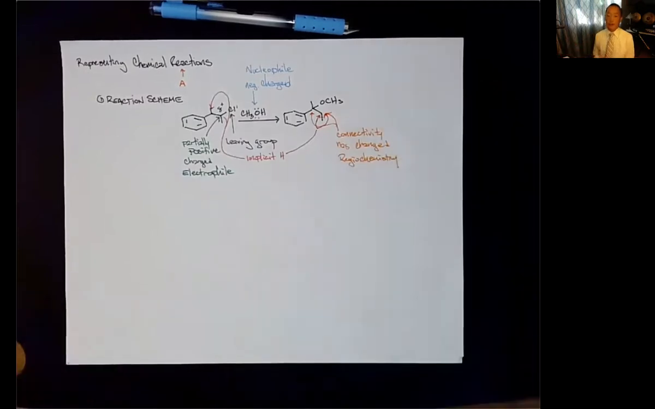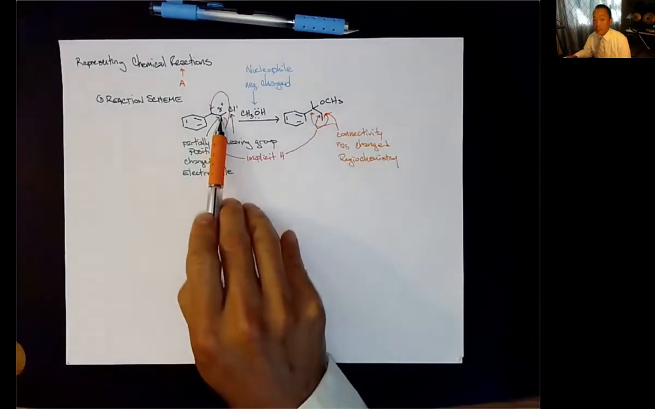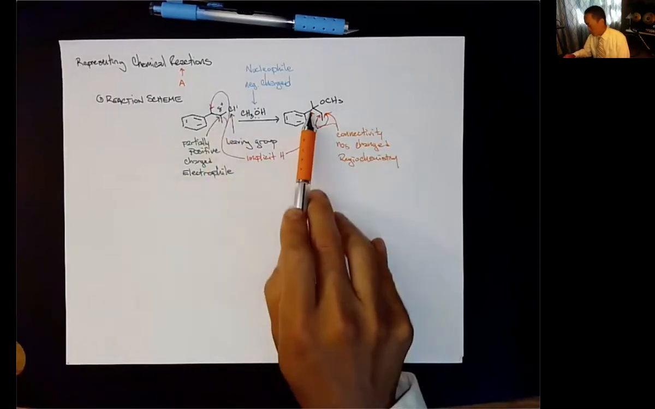This idea is regiochemistry. And so the idea being, if a chemical reaction is taking place, then what region of the molecule is it taking place? Is it taking place at the exact same region as the leaving group was before? Yes or no? Apparently not.